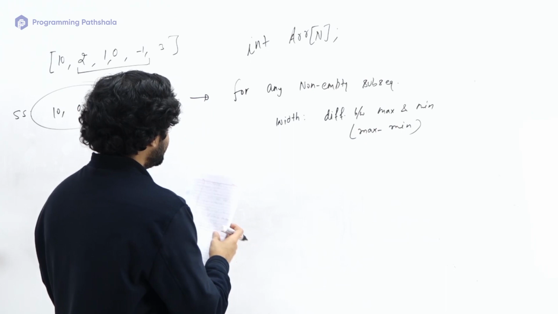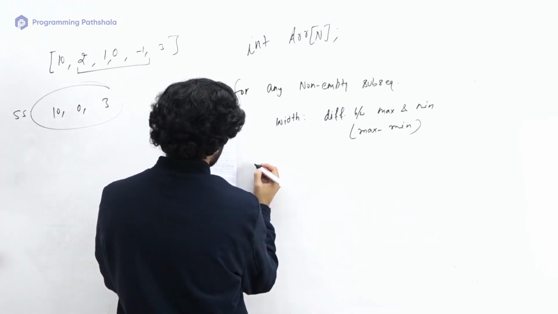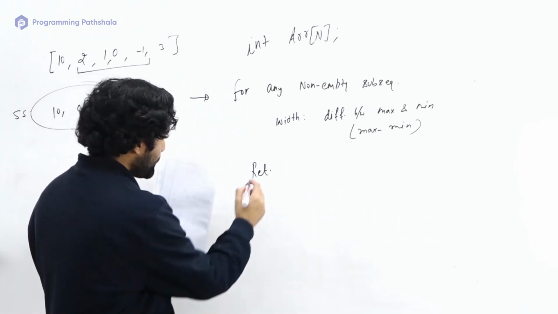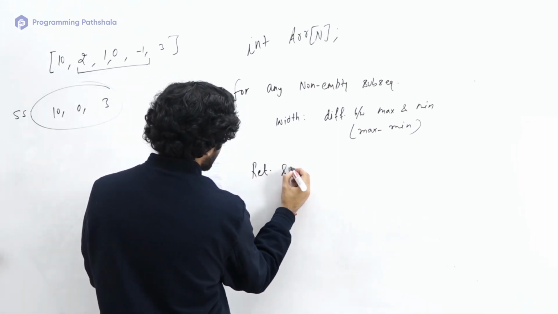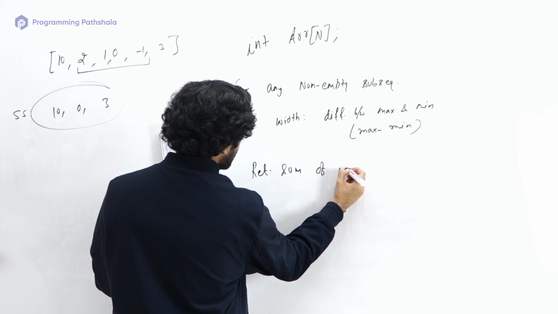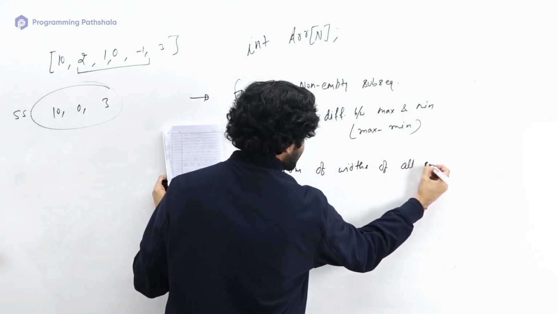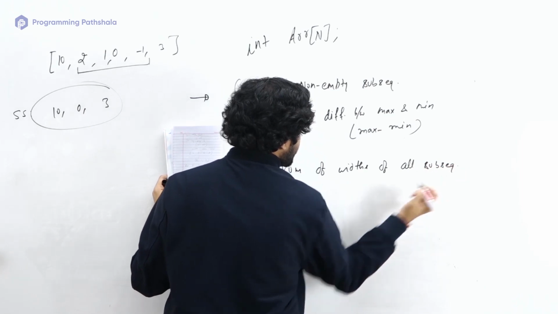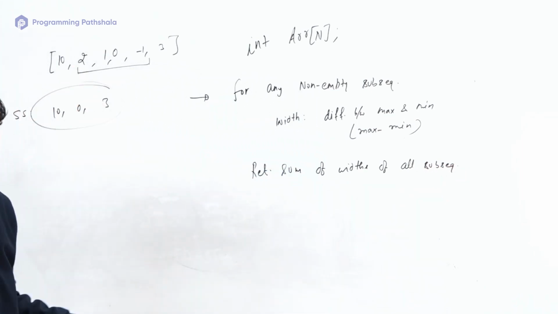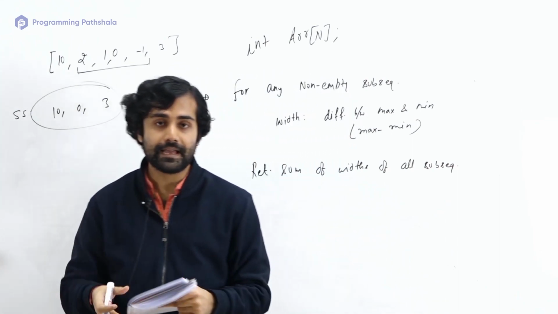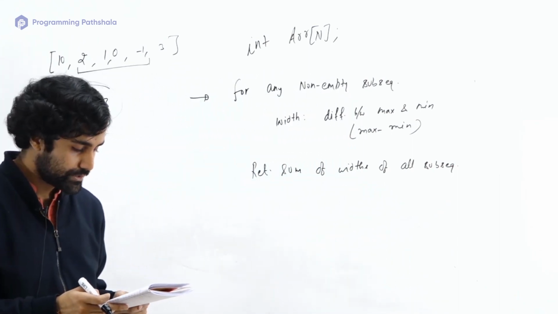So let's say that in a nutshell was the question. I'm going to write the question carefully now. You have to return the sum of widths of all subsequences. So you come up with all the subsequences, you figure out their widths, you sum those widths up, and that is what your answer should be.